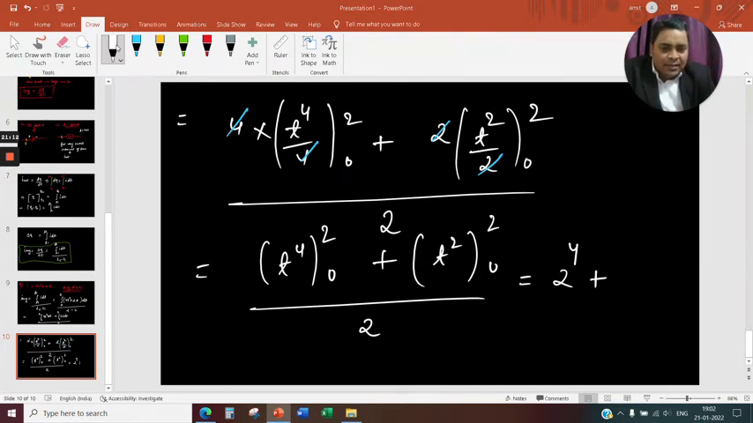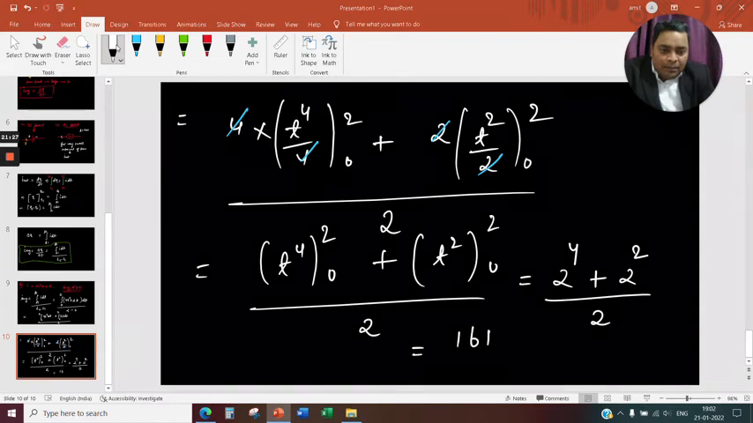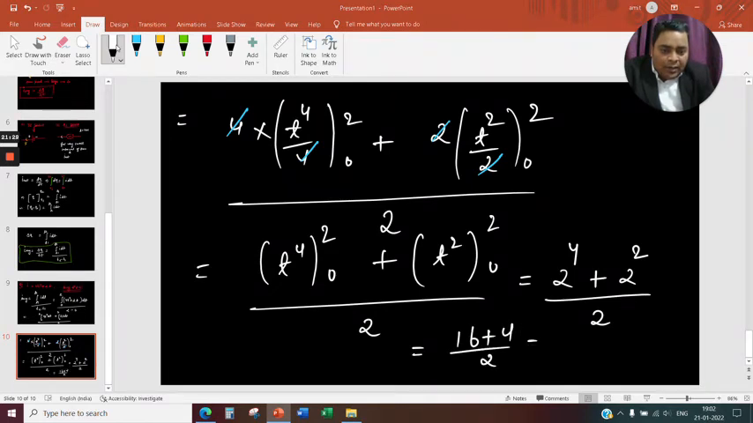Plus, in the same manner, in place of t you have to put 2 here, so 2 squared, and then in place of t you have to put 0, so 0 squared will be 0, so leave that part, divided by 2 here. So 2 to the power 4 is 16, plus 4 divided by 2, it means here 20 by 2, that is equal to 10 ampere. So finally we have got I average, that is 10 ampere here.